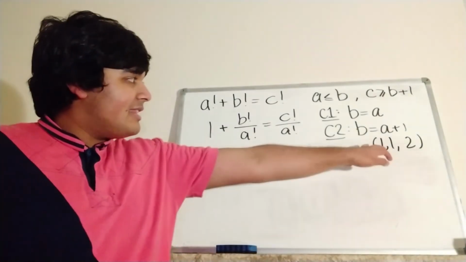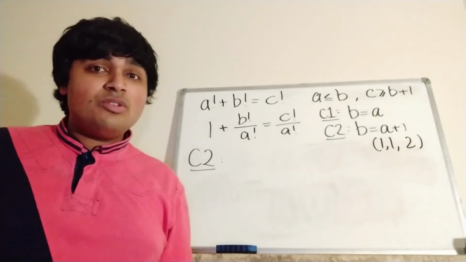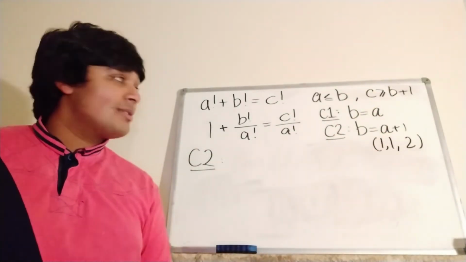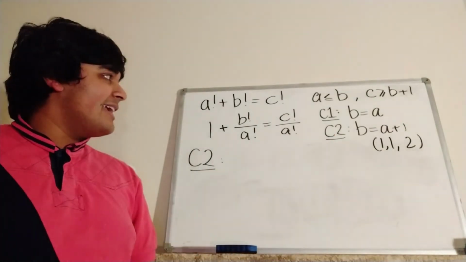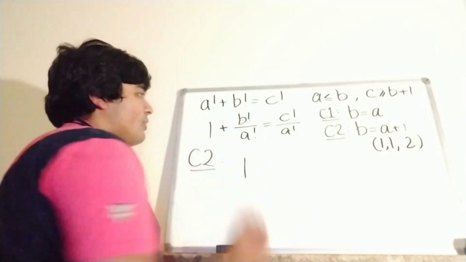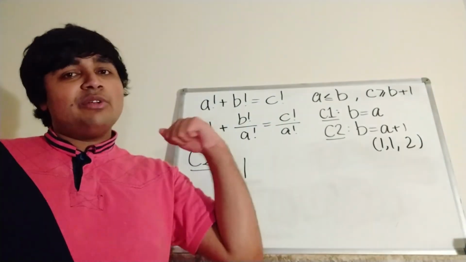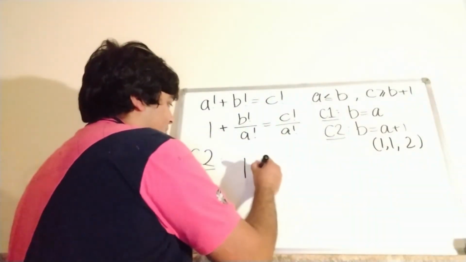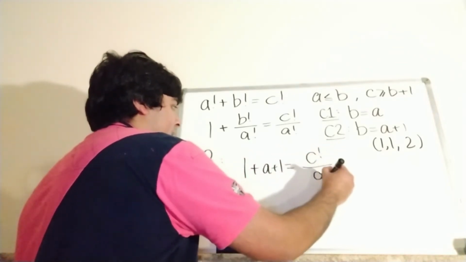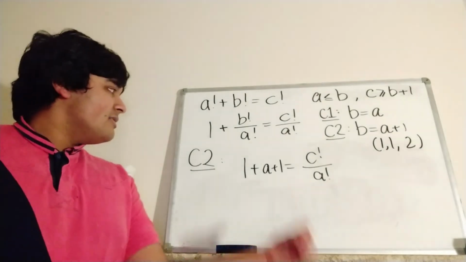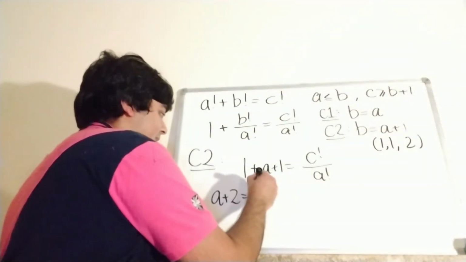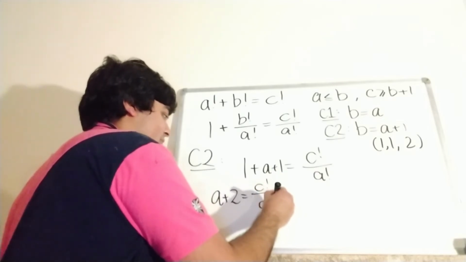Okay, so we've just shown that there's one solution to this problem, 1, 1, 2. Let's see if we can find any more by looking at case 2 when b equals a plus 1. And again, we're just going to shove that back into this equation here. So we have 1 plus b factorial over a factorial, which is a plus 1 factorial over a factorial, which is just a plus 1. That guy there equals c factorial over a factorial. So on the left hand side, we've just got a plus 2. And then this guy here equals c factorial over a factorial.